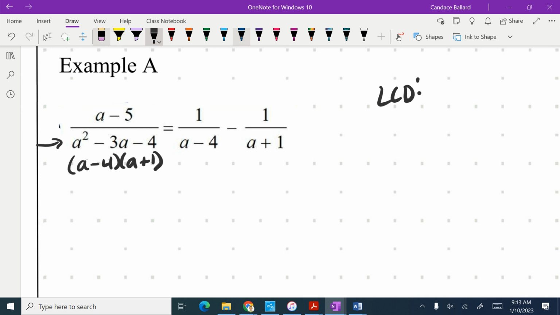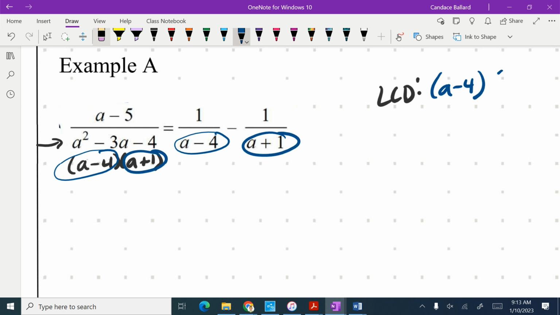So I'm going to create my LCD. What do I get to circle? What matches? As long as it repeats at least once, that counts as a match. So A minus 4, right? Is there anything else? A plus 1 also. So I don't have anything underlined in red. I get to use both of those things. I only write them one time each.